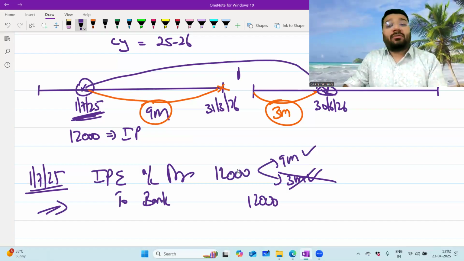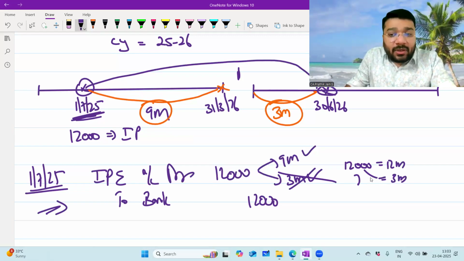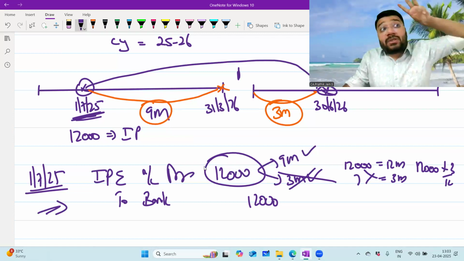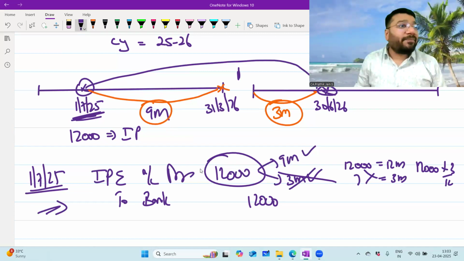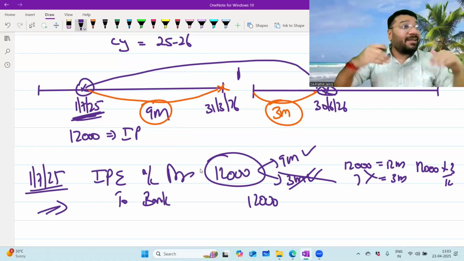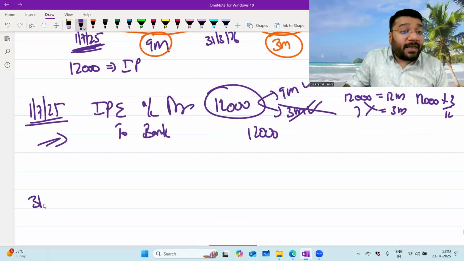So what is the amount for the 3 months? 12,000 is for 12 months. Then for 3 months, how much? Cross multiply: 12,000 into 3 by 12, which is nothing but 3,000. So in this 12,000, you have recorded 3,000 extra. Correct? So if in debit you have to remove the extra, I have to put that in credit. So my credit is going to be at the end of the year. All this is happening at the end of the year.